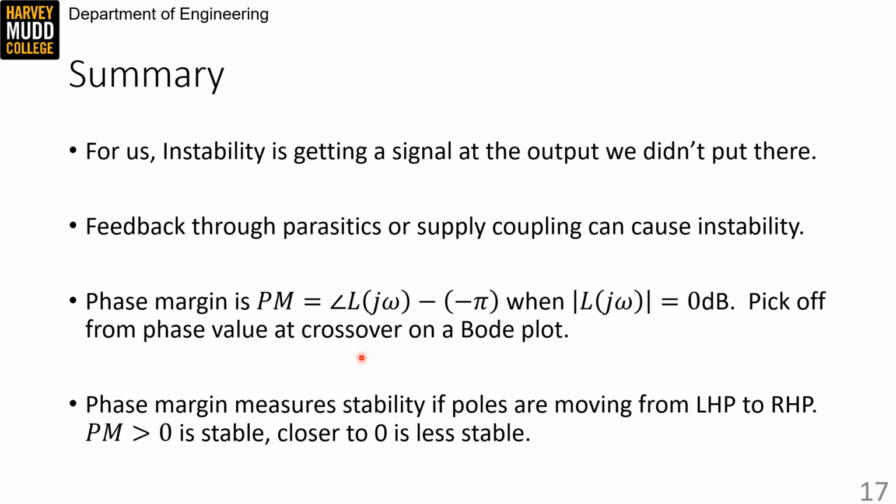And phase margin is a good measure of stability if poles are moving from the left-half plane to the right-half plane. Phase margin greater than 0 is stable, closer to 0 is less stable, negative is unstable.